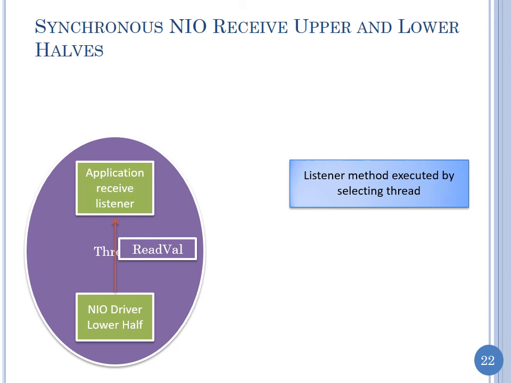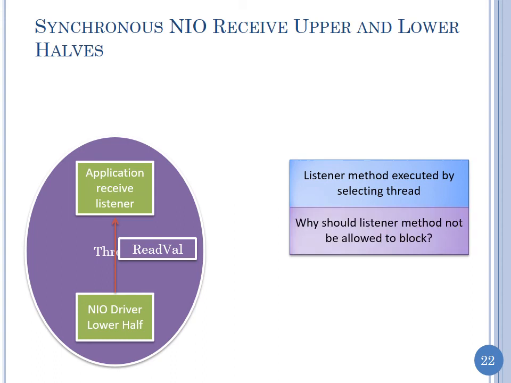But here's the problem, and this problem occurs because we took the easy way and did not use a very pure approach to implement the second producer consumer problem. The listener method is executed by the selecting thread. Okay. We require that the listener method should not be allowed to block. So we put a constraint here that the listener method should not block. And I've kind of given you the answer, but let's try to understand why this constraint has been placed.